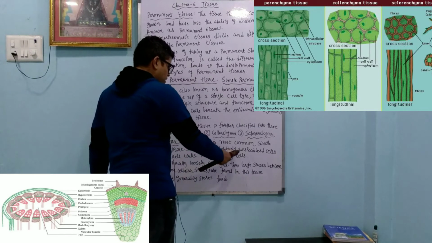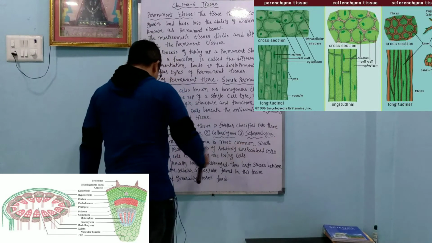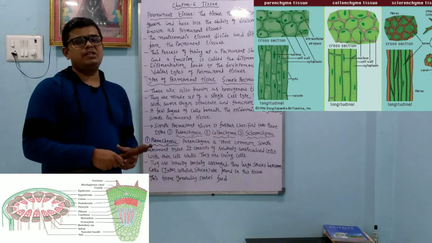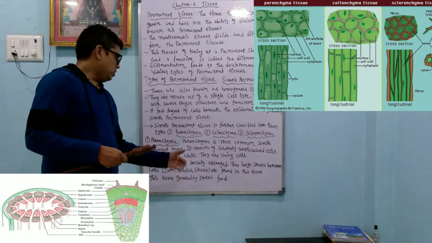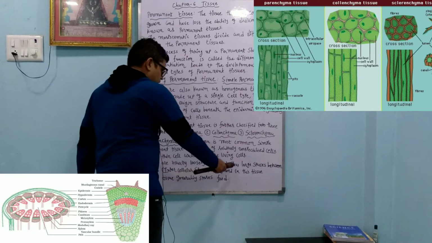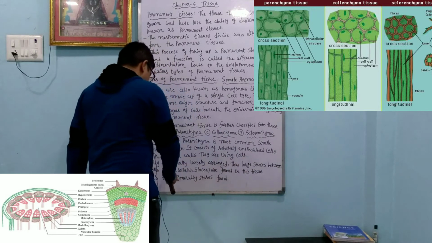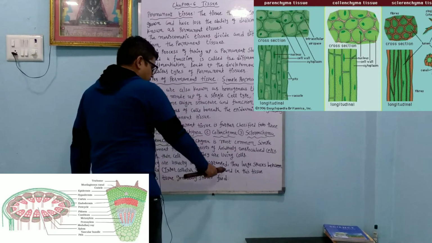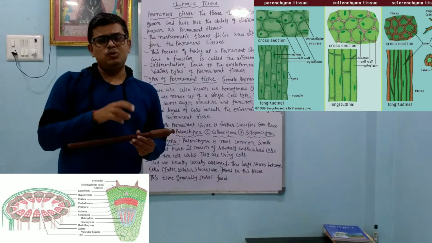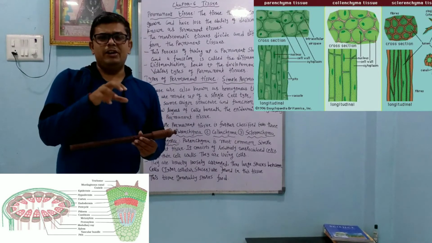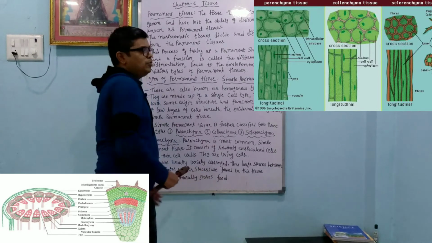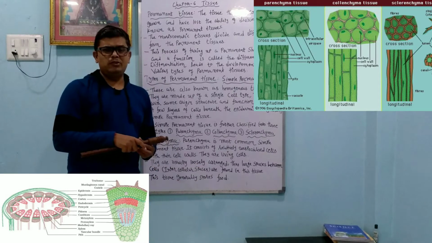It consists of relatively unspecialized cells with thin cell walls. They are living cells. They are usually loosely arranged, thus large spaces between cells, intercellular spaces, are found in this tissue. Because they are loosely packed, intercellular space is present. This tissue generally stores food. Its function is to store food.